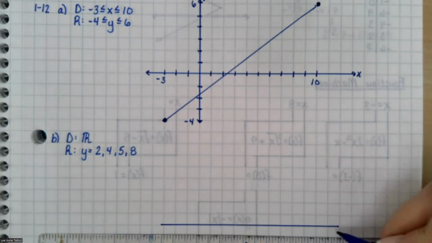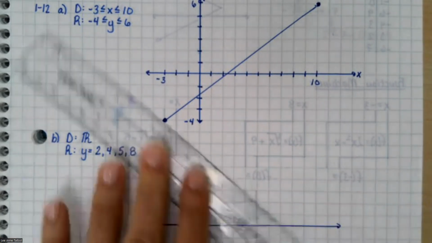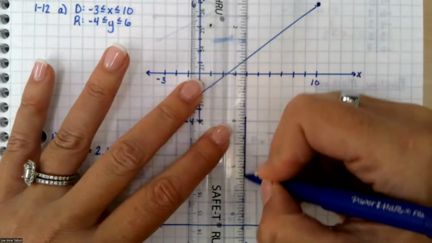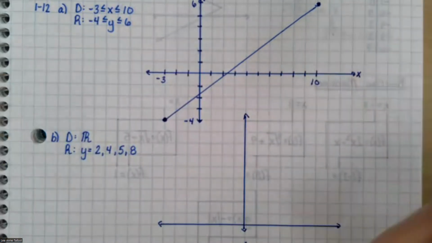Okay, B. I'm going to set up my scale of my graph a little differently on this one because I noticed the range values are all positive. And this one's going to be a little harder to imagine.